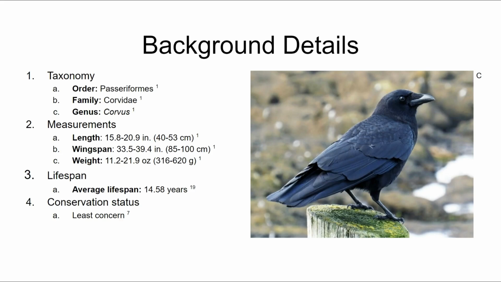What are the American crow's physical measurements? The bird's body length is 15.8 to 20.9 inches, or 40 to 53 centimeters. Its wingspan is 33.5 to 39.4 inches, or 85 to 100 centimeters, and its weight is 11.2 to 21.9 ounces, or 316 to 620 grams.